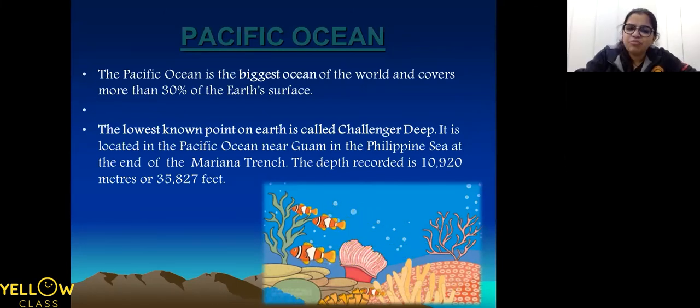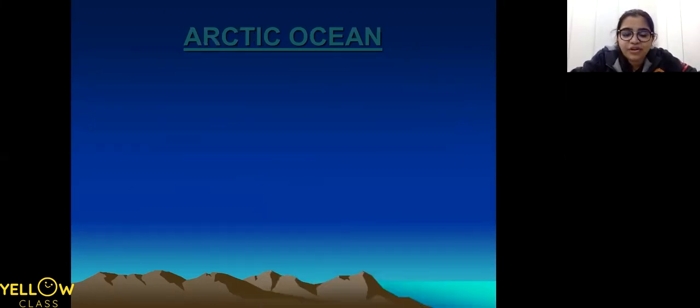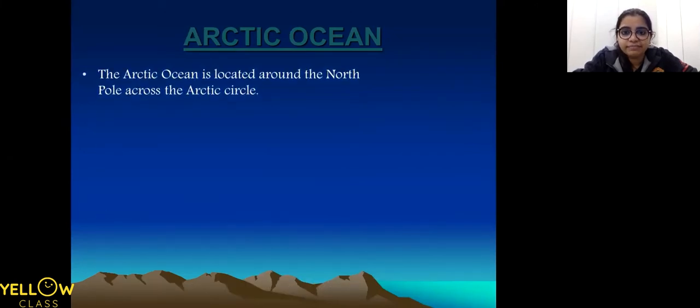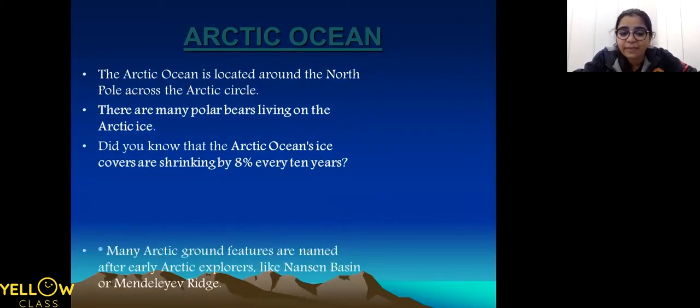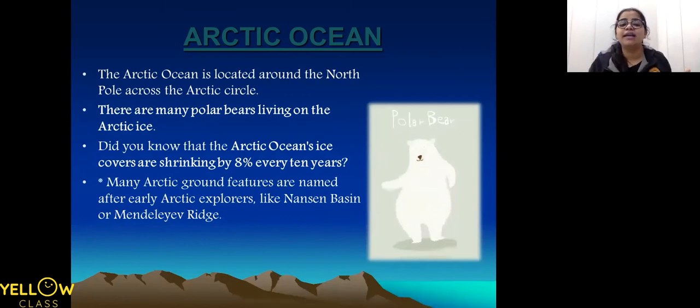All right, let's move on to the second one in the row, the Arctic Ocean. Now Arctic, kids, is the smallest one. I'm not going here from the biggest to the smallest. This is a random selection, but I've already told you the sequence. So right now we are studying about the Arctic Ocean.